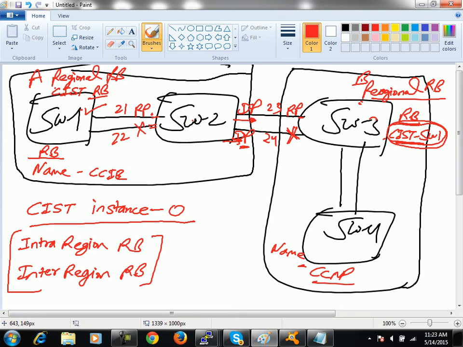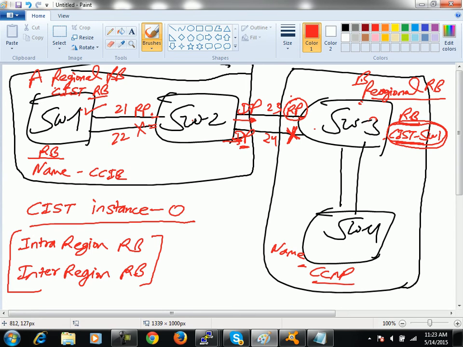for CIST, right? Now, if switch 3 has configured this 23 as RP for CIST, this is the default feature of MST actually, and you cannot manipulate it. Then switch 3 is also having some other instances as well, like instance 1, 2 and 3. For all other instances also, 23 will be RP and 24 will be in blocking state. For all other instances as well, automatically.